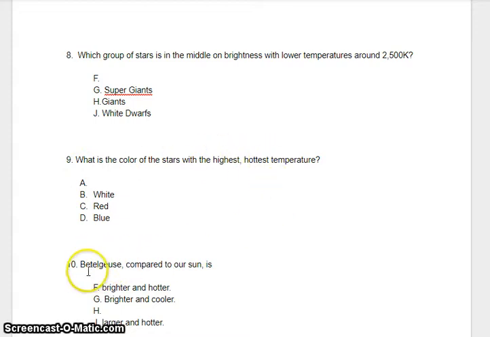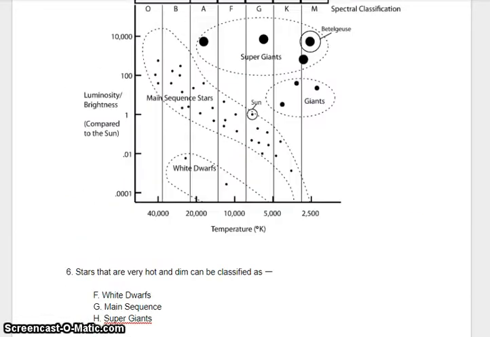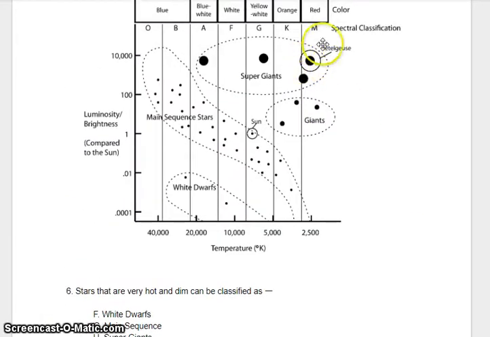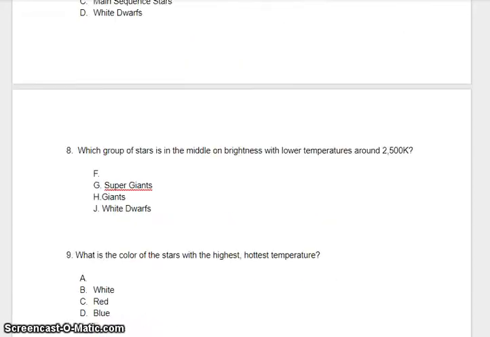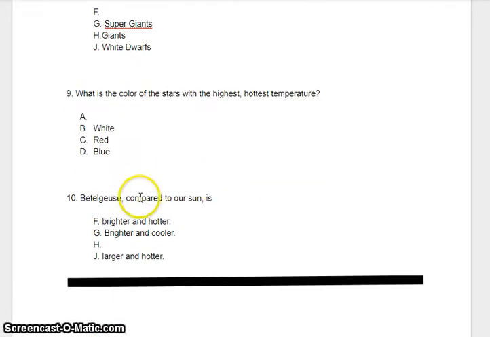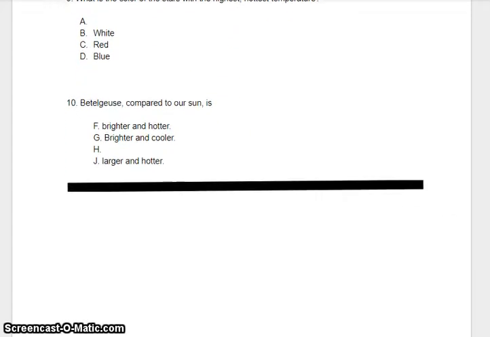Number 10. Betelgeuse compared to our Sun. So using the diagram above, Betelgeuse is right here, and our Sun is right here. Betelgeuse compared to our Sun is F, brighter and hotter, G, brighter and cooler, J, larger and hotter. Now we're done with that picture.